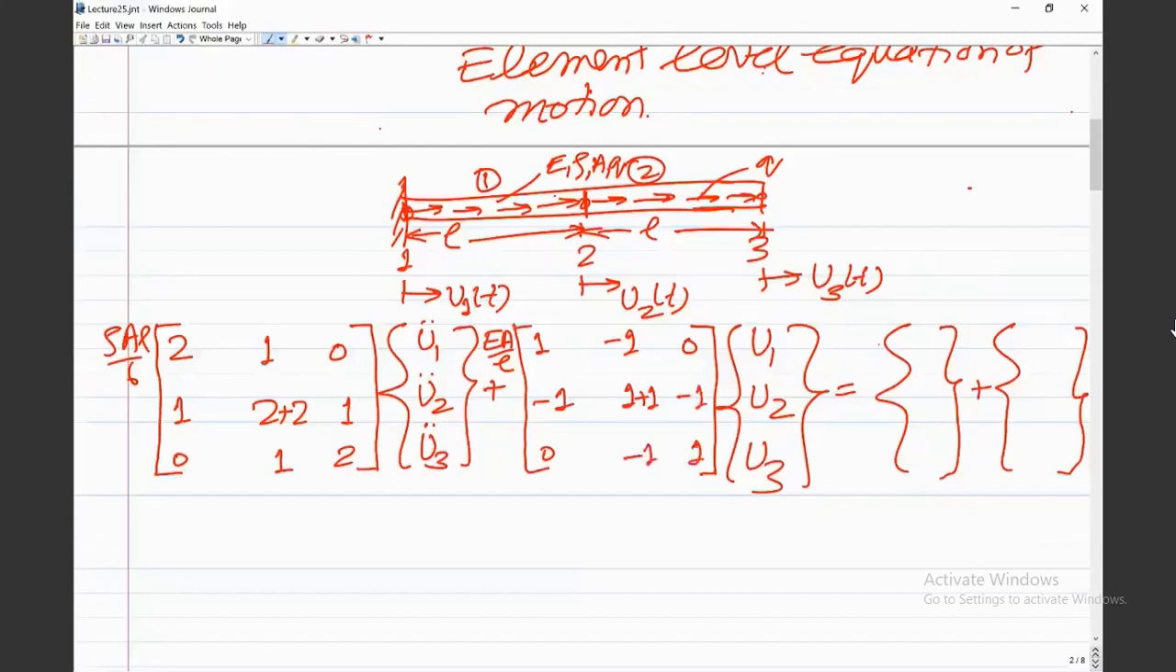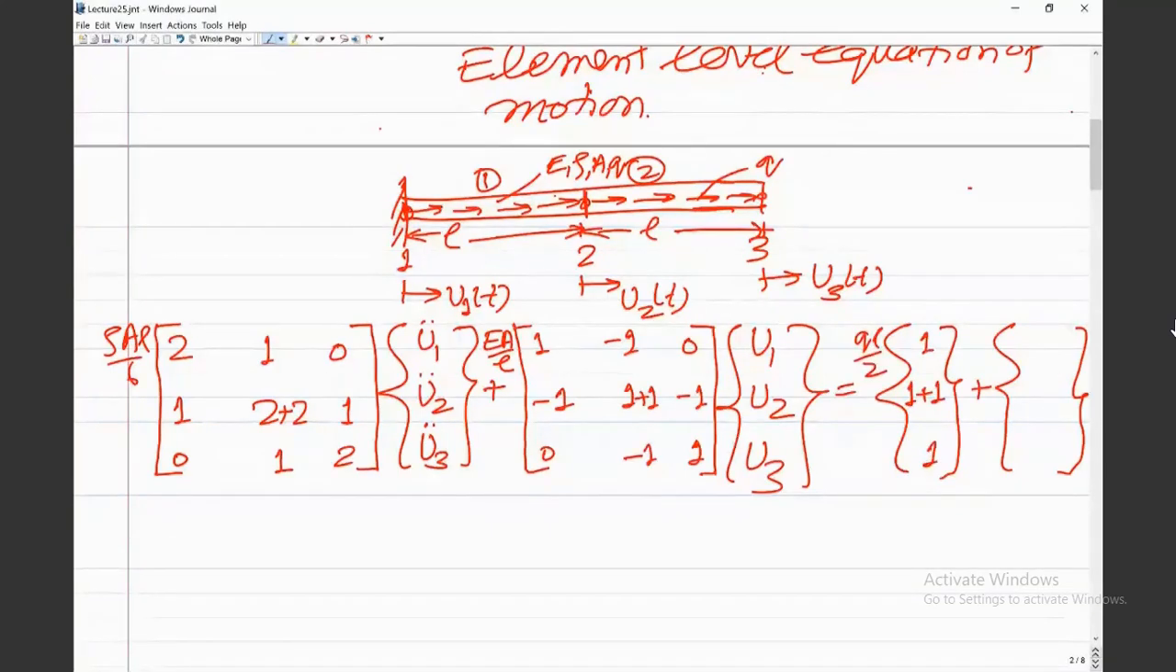And then the load vector due to distributed force Q, which is along the axial direction. If I take QL by 2 common, then the first element will go into the first row and second row, so 1 and 1 here. Then the second element contribution will go to the second row and third row, so plus 1 here and 1 here.